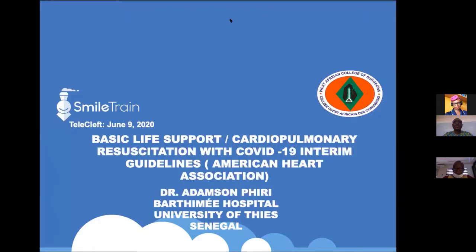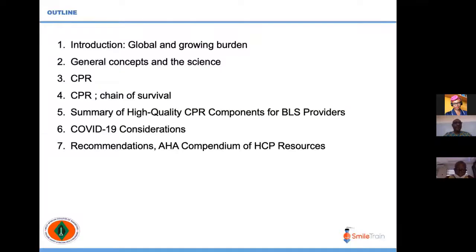I'm not sure how to move this. Dr. Adamson, could you just go down to your left? You will see some icons there. You can navigate from there. All right, thank you.